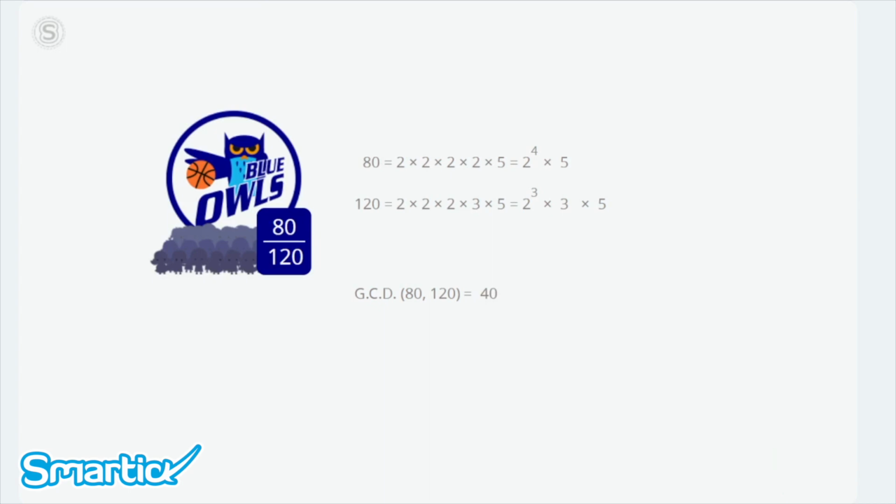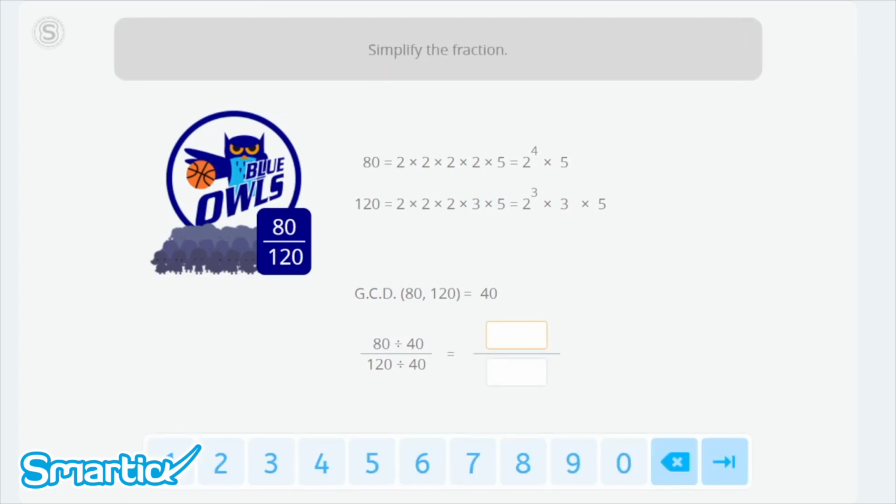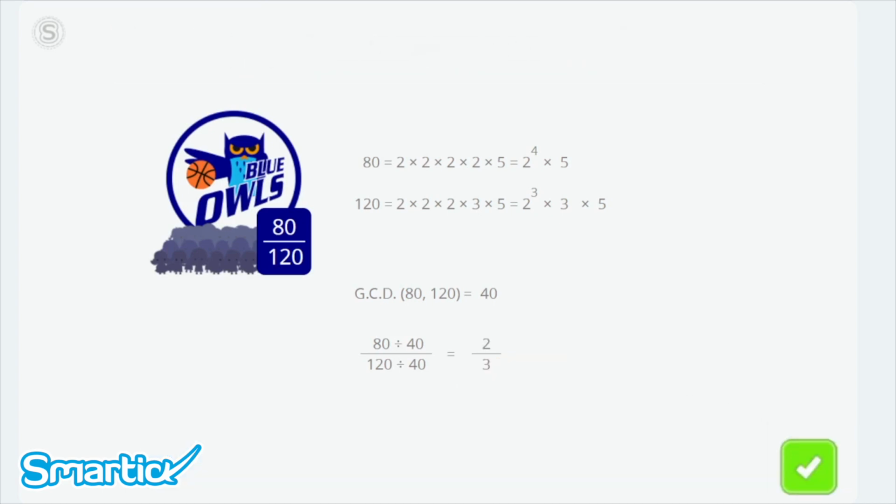Exactly. Now we know that the greatest common divisor of 80 and 120 is 40. Now we just have to divide both terms by 40 to simplify the fraction and find the irreducible fraction. 80 divided by 40 equals 2, and 120 divided by 40 equals 3. Yeah, 40 times 3 equals 120. So 2/3. Very good. We found the irreducible fraction.